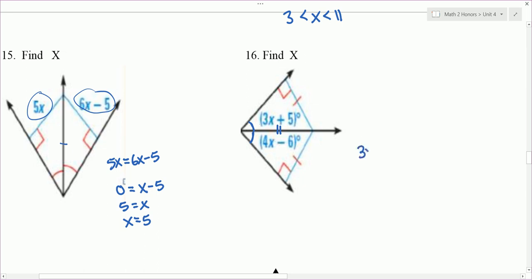So 3x plus 5 we can set equal to 4x minus 6. Subtract 3x from both sides. Add 6. We get x is 11.